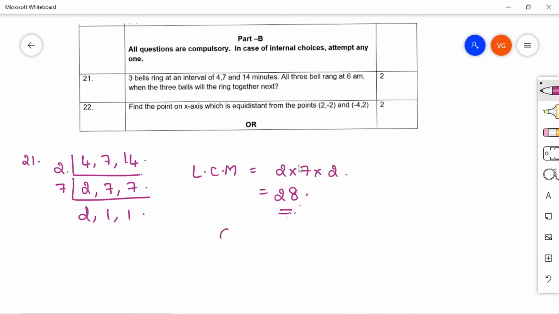They have rung at 6 a.m., so after 28 minutes it will be 6:28 a.m. For finding the LCM you will get 1 mark here, and for writing the final answer you will get another 1 mark.